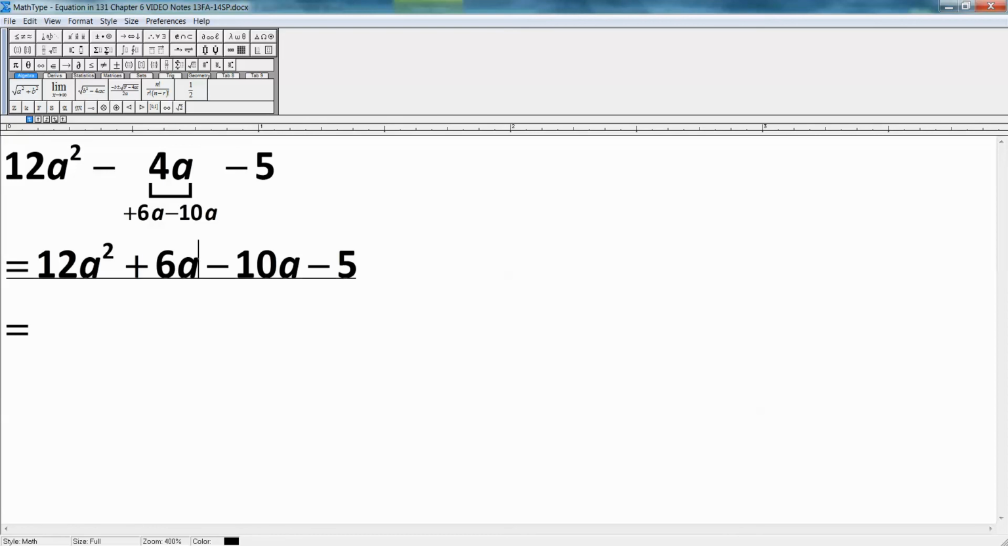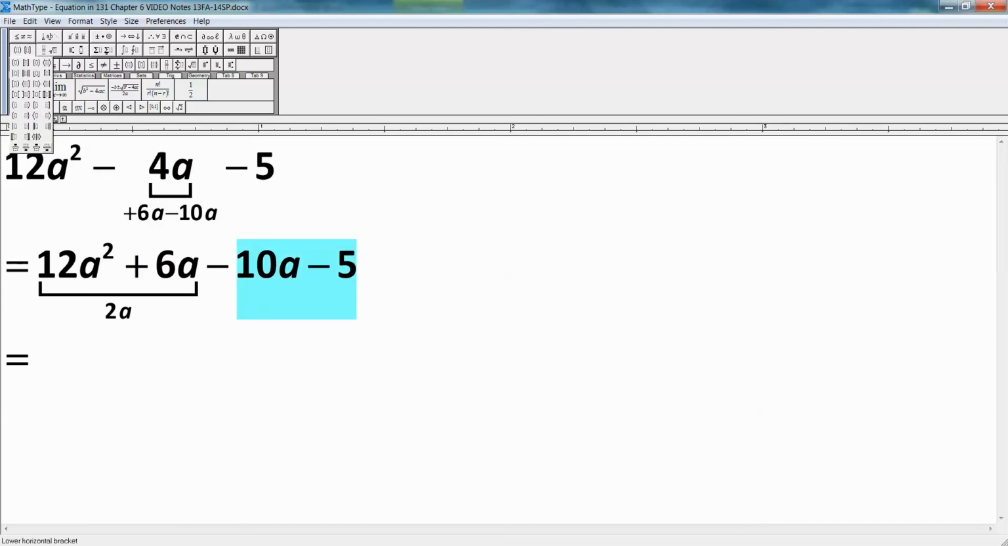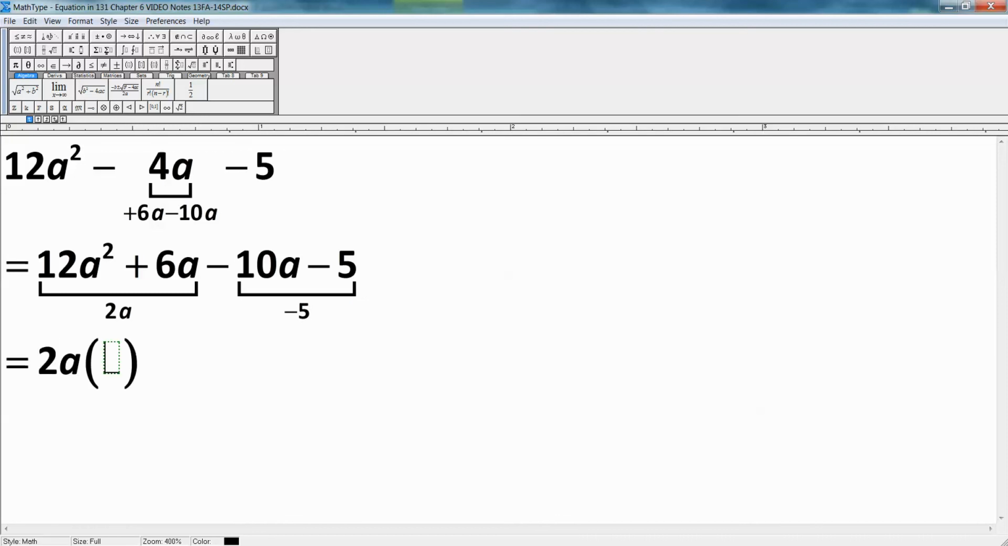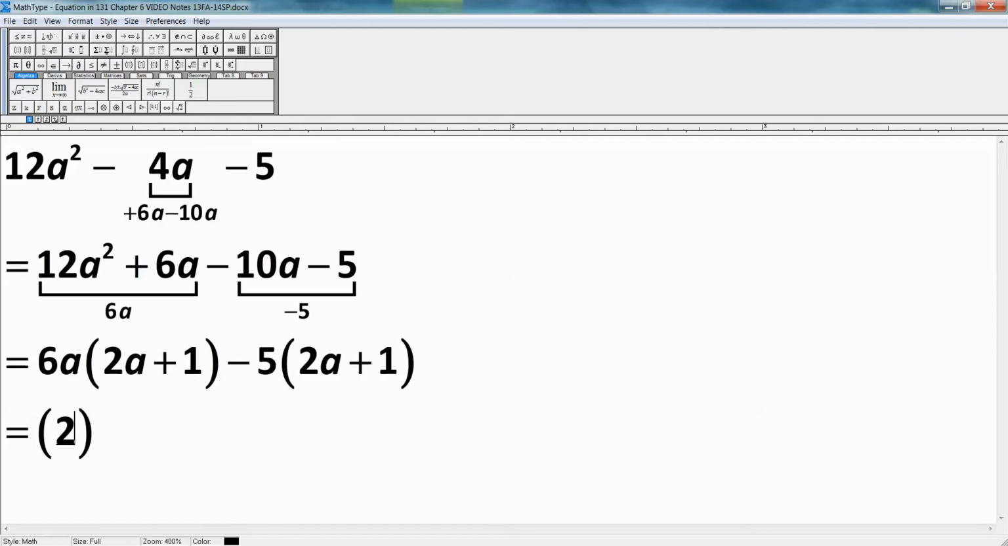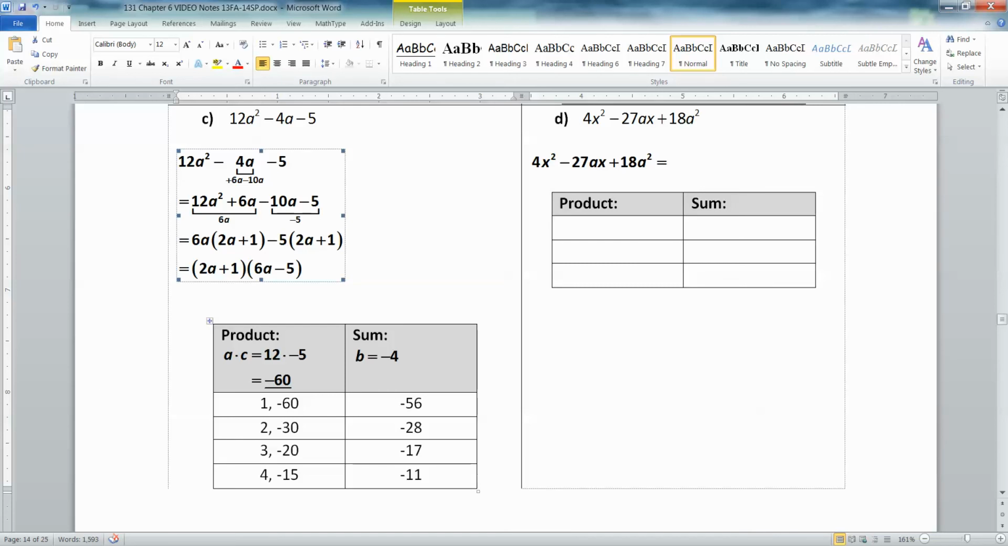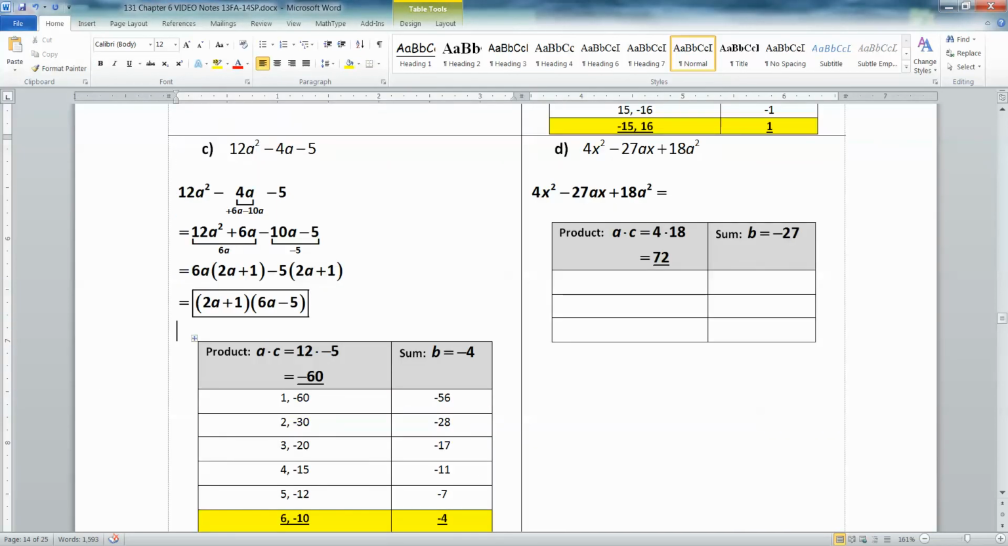So we will look at the first 2 terms and think, okay, they both have a 2a. So I can take 2a out of them. And the back 2 terms both have a minus 5. So I can take a minus 5 out of them. So that leaves me 2a, and then, oh, 6a. Oh my gosh, what am I doing? I have to go for the biggest thing, 6a. 6a comes out. That leaves you 2a plus 1. And then a minus 5 comes out. That leaves you 2a plus 1. Beautiful. So that means we have 2a plus 1, and then if we take 2a plus 1 out, that's 6a minus 5 in the back.